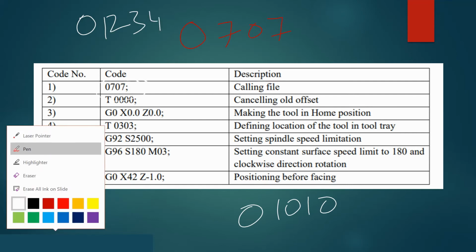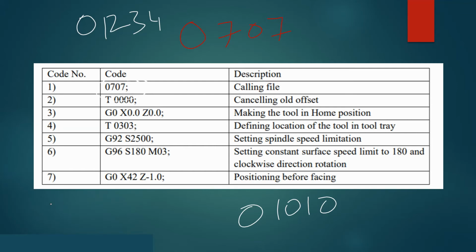Then after that we have to give T0000. What is the meaning of T0000? It means we have to cancel the old tool offset. This one is compulsory. Before, we might have done some work, and that offset will still be there in the CNC machine. So we have to cancel the offset. To cancel the offset, we have to give T0000.